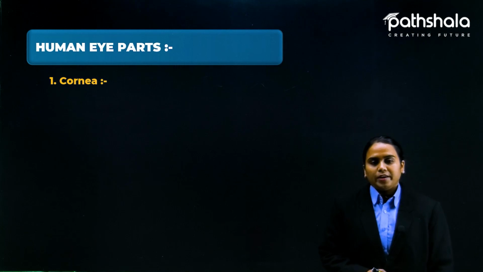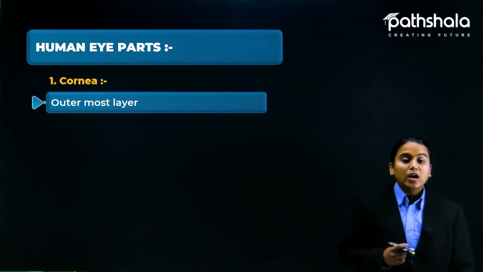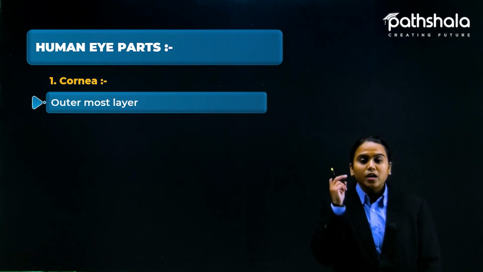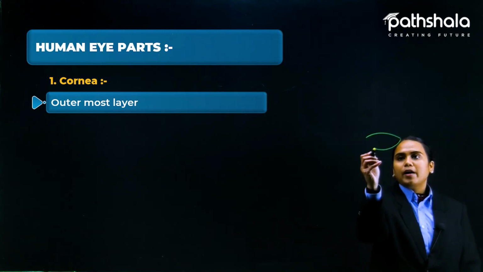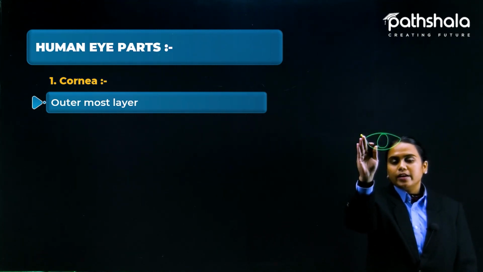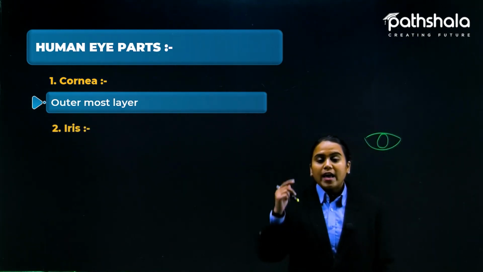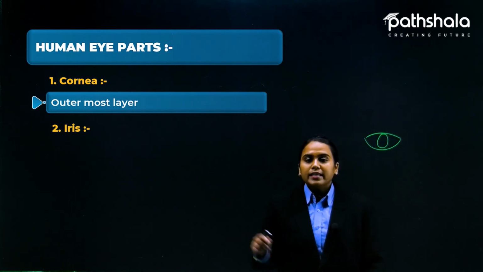The first part of the structure of our eye is the cornea. It is the outermost layer of our eye. As you look at your eye, there is a transparent layer present over it. If I am drawing the eye, what you can see is only the circular part, but there is one transparent layer above it, known as the cornea. It is the toughest layer, which protects the eye from outside small particles and does not let them enter inside the eye.